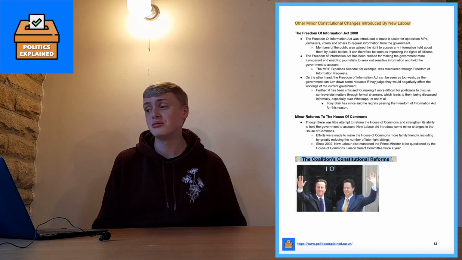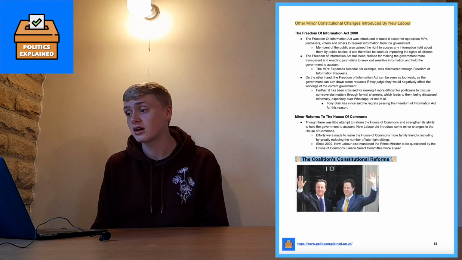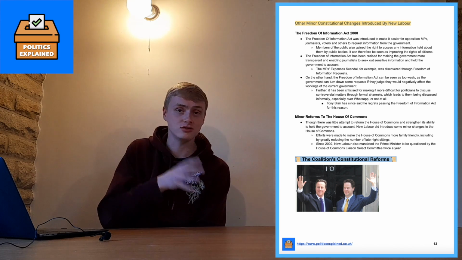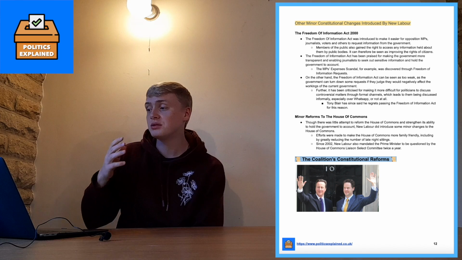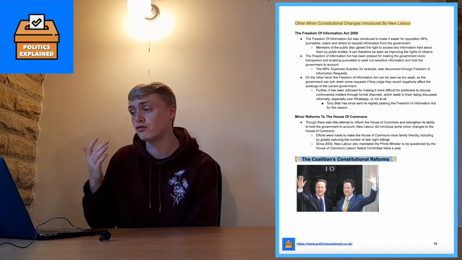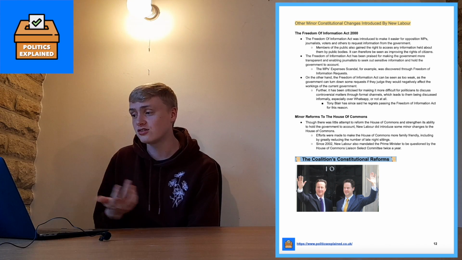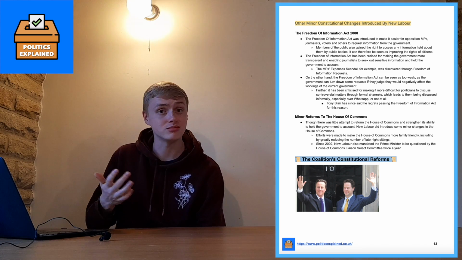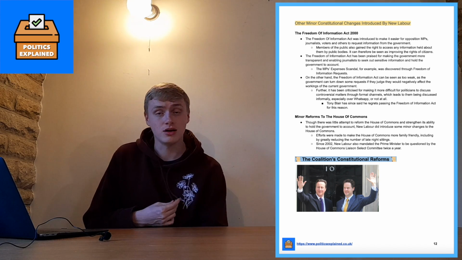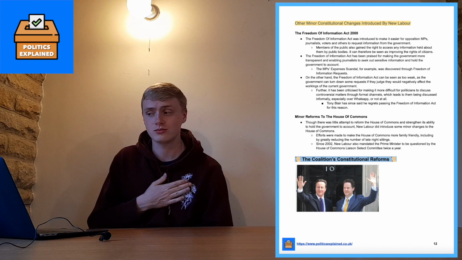On the other hand, the Freedom of Information Act can be seen as too weak, as the government can turn down some requests if they judge that they would negatively affect the workings of the current government. Further, it has been criticised for making it more difficult for politicians to discuss controversial matters through formal channels, which leads to them being discussed informally, especially over WhatsApp at the moment, or not at all. And Tony Blair has since said he regrets passing the Freedom of Information Act for this reason.